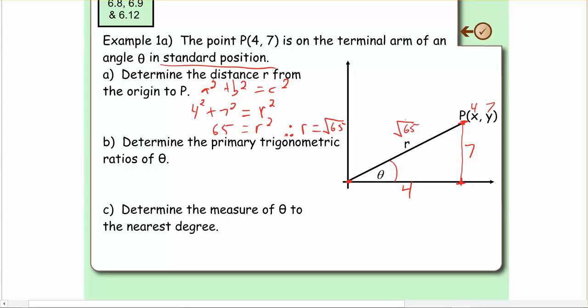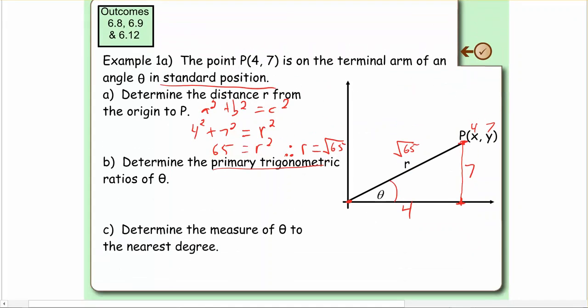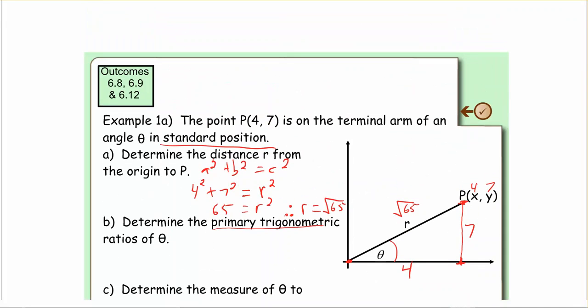We like to keep it as a square root if we can, and we'll be doing this for trigonometry for the rest of the unit. Decimals aren't really that great for us because then we lose accuracy, so we're going to keep it as a square root. Now it says determine the primary trigonometric ratios of theta. Actually, let's do a little review of trigonometric ratios. Hopefully you remember seeing something called SOHCAHTOA. If you haven't, that's alright. It's kind of written like this.